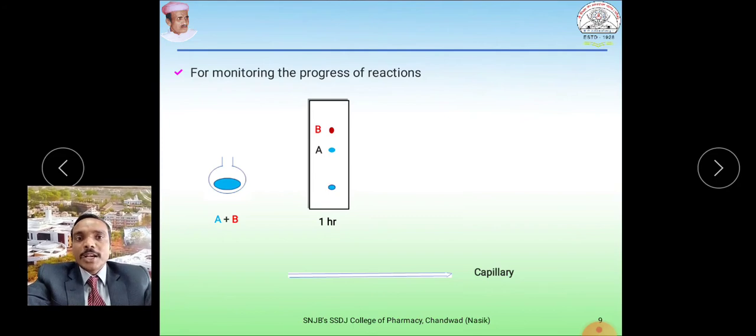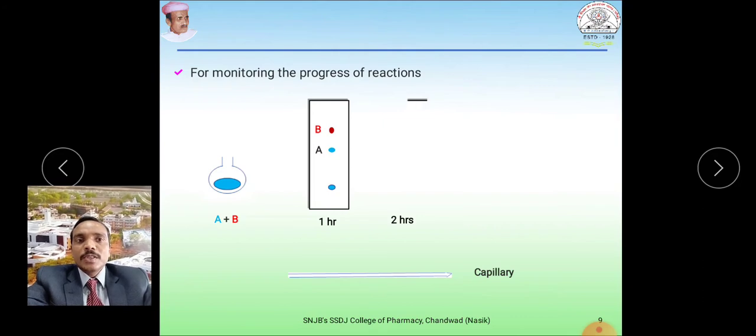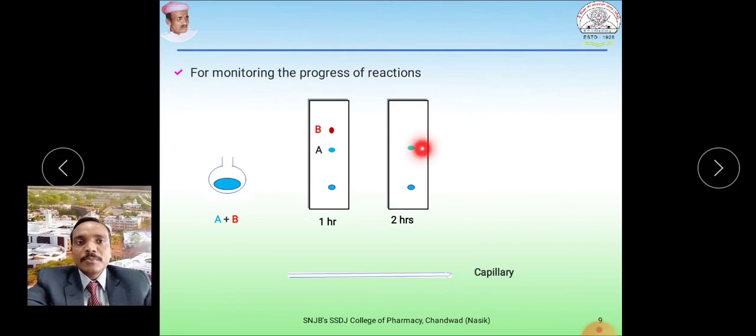So likewise we have to continue the reaction. Take an example now, 2 hours. After 2 hours we have to stop the reaction. Again by using a capillary we have to collect a small amount of the reaction mixture, and then place the spot of that reaction mixture after 2 hours. Again we have to run it in the same solvent system. Likewise we are getting the A. You can see now this A has become a little bit lighter in color compared to the previous one.